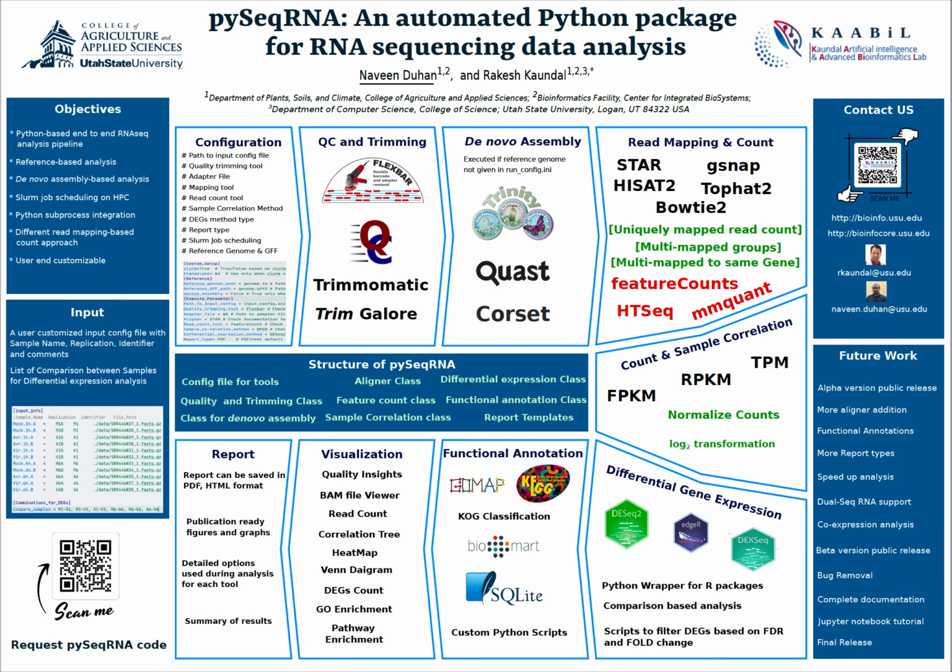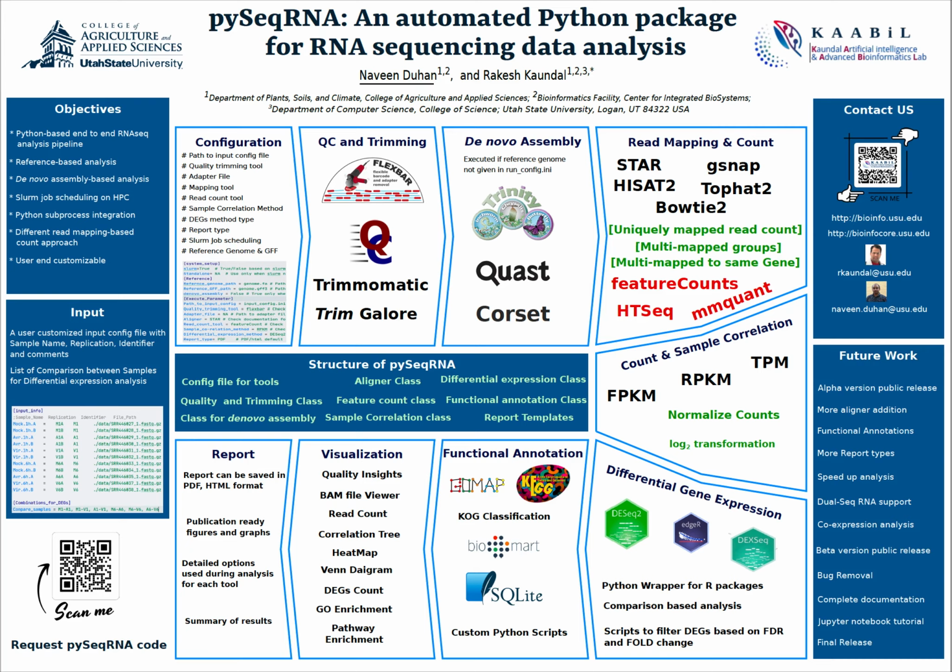For the differential gene expression, we have implemented these 3 methods: DESeq2, edgeR, DEXSeq. We have written Python wrappers for these packages. Then we have written custom Python scripts for comparison based analysis and to filter differentially expressed genes based on false discovery rate and fold change. The next step is the functional annotation of these differentially expressed genes.